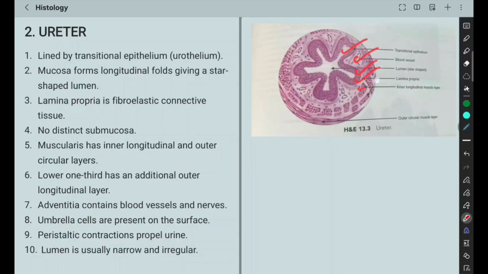So that's it. Along with the diagram, we can just write 10 points. So this is all about histology of ureter, which is a short 10 pointer. So you can add more to it in your examinations.